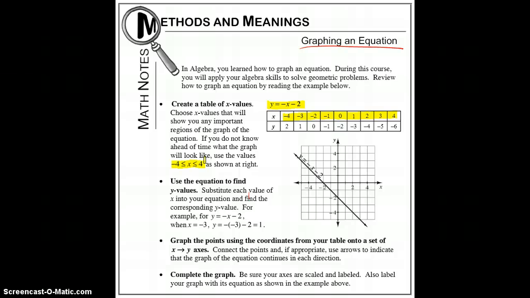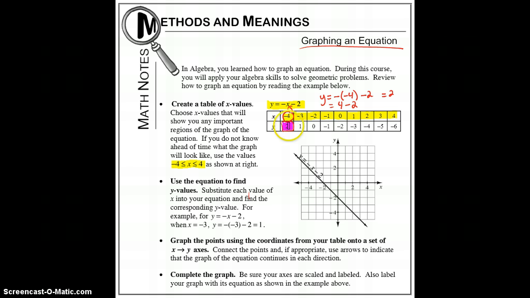Now when we say we're choosing values for x, what does that mean? It means that, for instance, if I pick -4 for x, I'm going to take that -4 and plug it in for the x in my equation. So instead of saying y is equal to -x minus 2, I'm going to say y is equal to negative (-4) minus 2. So a negative times -4 gives me 4 minus 2, so y is going to be equal to +2.